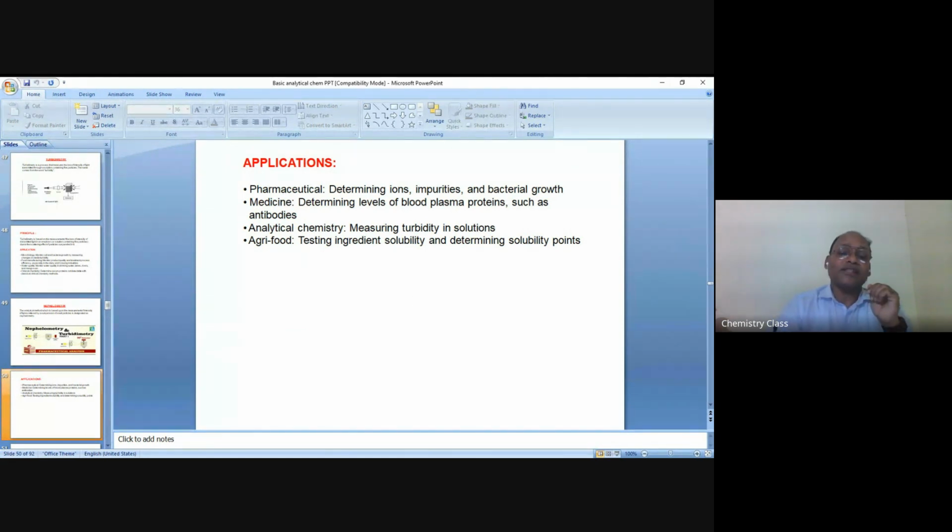Once again, these two methods have some things in common. One, turbidimetry, is applicable for emulsions, and nephelometry is applicable for suspensions. So you should be careful about that.